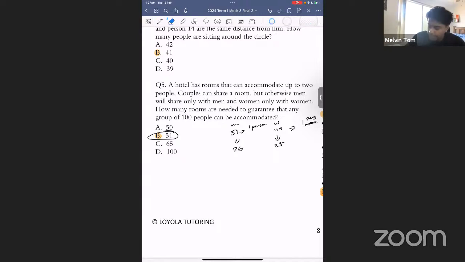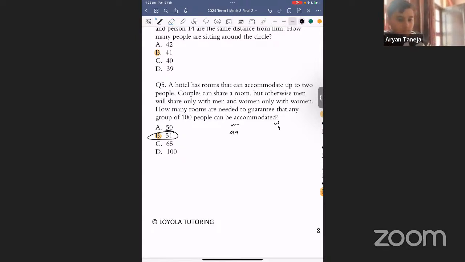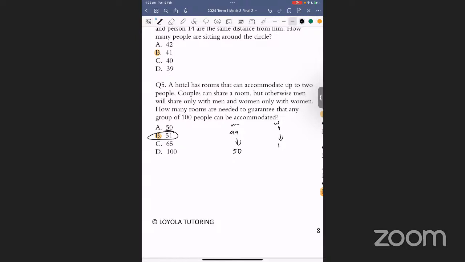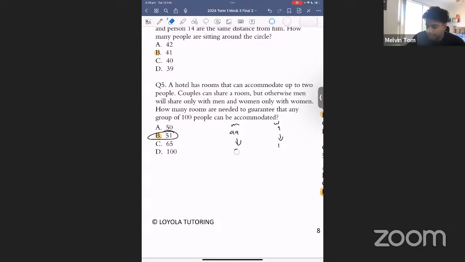And then if you were to try any other bigger combinations, let's say you have something completely random, give me something crazy. How about 99 men and then one woman? How many rooms do we need for 99 men? We need 50. Do we need 50 rooms? Yeah, we need 50 rooms. And then for the one woman, we need 1 room. Do you see how it holds up there? It's not getting bigger, is it?